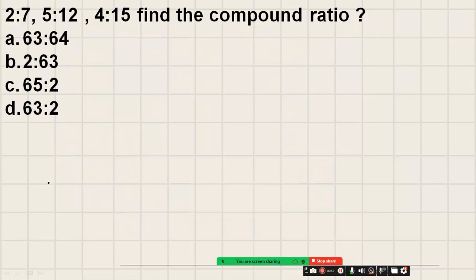2 is to 7, 5 is to 12, 4 is to 15. Find the compound ratio. Simple question. What is the answer? 2/7 into 5/12 into 4/15. Okay, 2/63. 2:63. Very good.